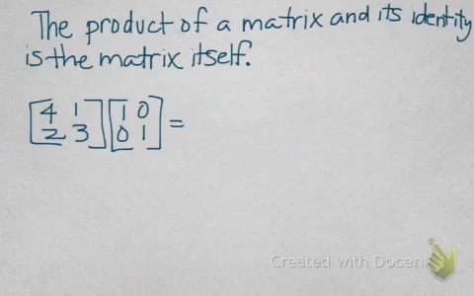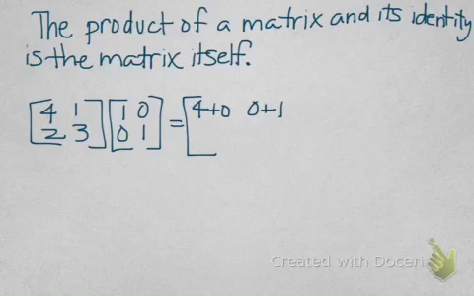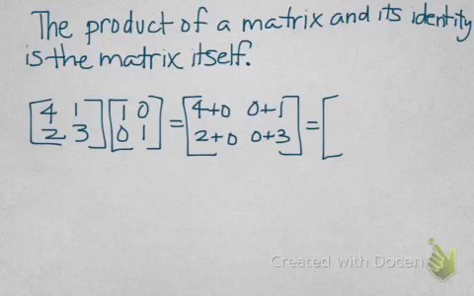So if I multiply [4, 1; 2, 3] by the identity matrix, I have first row, first column, 4 times 1 plus 1 times 0. And I do first row, second column, 4 times 0 plus 1 times 1. Second row, first column, 2 times 1 plus 3 times 0. And second row, second column is going to be 2 times 0 plus 3 times 1. So my result is going to be [4, 1; 2, 3], which is what I started with.